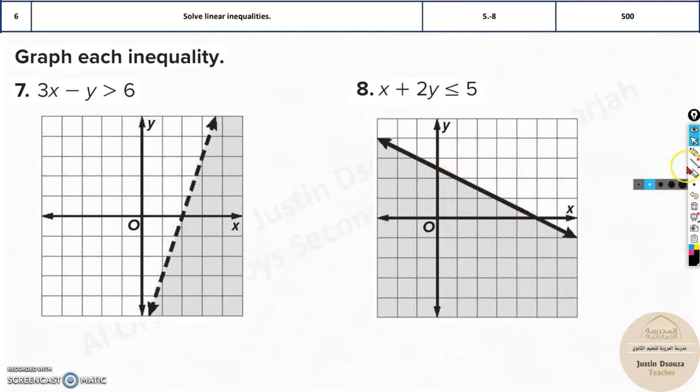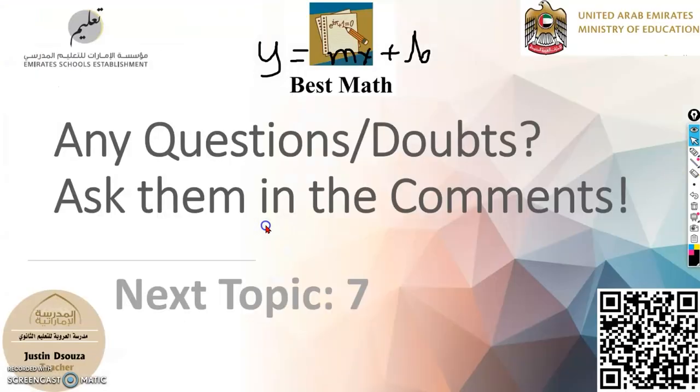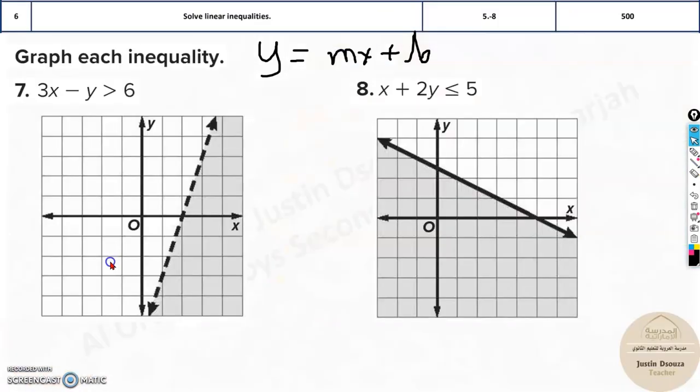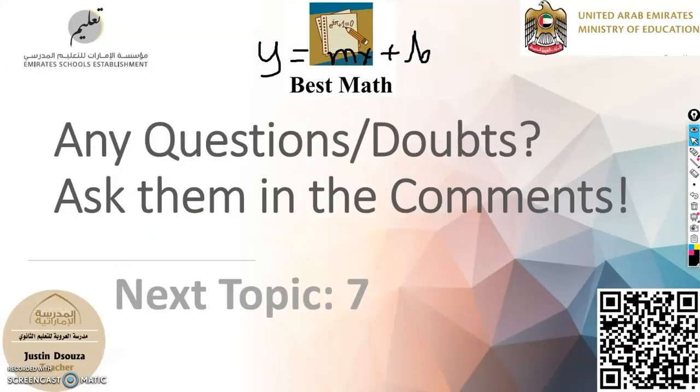That's it. So remember this slope intercept formula and then easily solve it. We had used the same formula in the last section as well, the topic number 5 as well. So that's it. That's the end of the topic number 6.